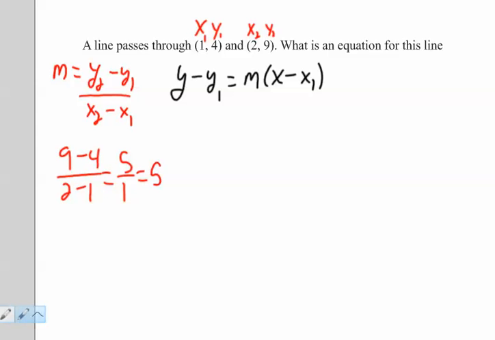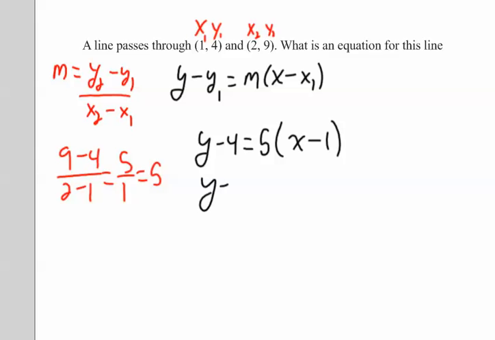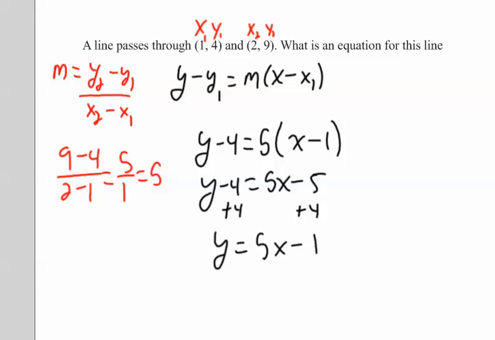Now I'm going to plug that slope in and pick a point. I'm going to pick (1, 4). So y minus 4 equals 5 times x minus 1. Now I'm technically done, that is still an equation for a line, but we want to put it in slope-intercept form. So I distribute the 5 through and get 5x minus 5. Then I add 4 here and add 4 here, so I get y equals 5x minus 1. So there it is. Pretty simple.